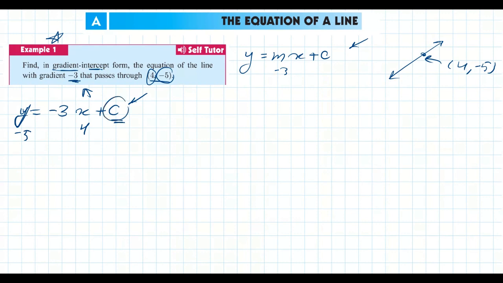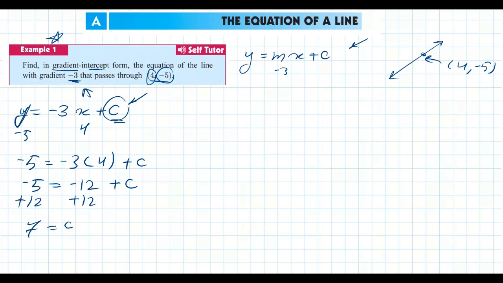Simple as that. Then -5 equals -3 times 4 plus c. Then here -5 equals -12 plus c. After that, we're going to add 12 to both sides. Then it becomes 7 equals c. Then finally, you can write the equation y equals -3x plus 7. Here c equals 7, because -5 and 12 becomes 7, and -12 and 12 becomes 0. That's it. This is the solution.